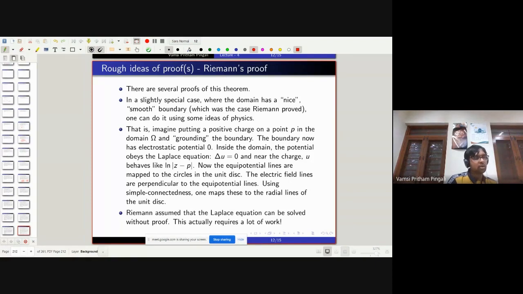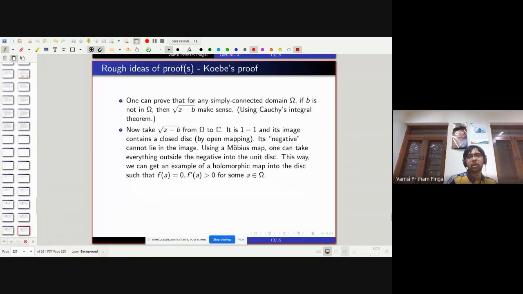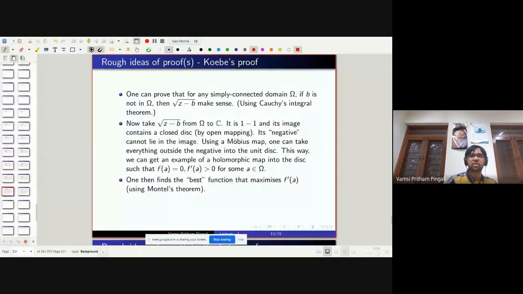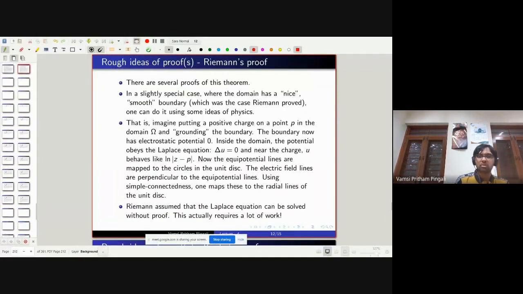I had another idea of another proof and some other concept called Schwartz's reflection principle. But honestly, I don't think it makes sense to cover them now. I think I'll stop at this point. So if you have any questions.